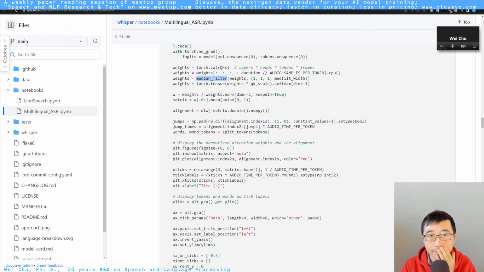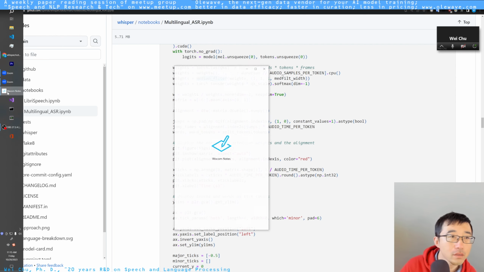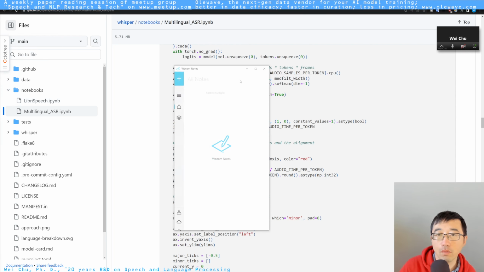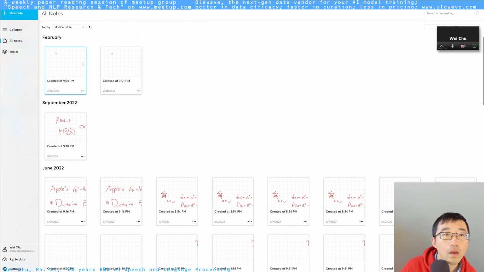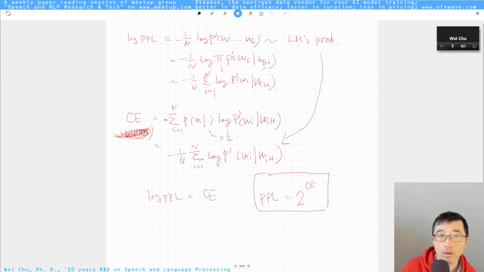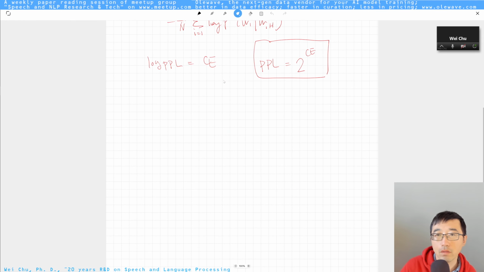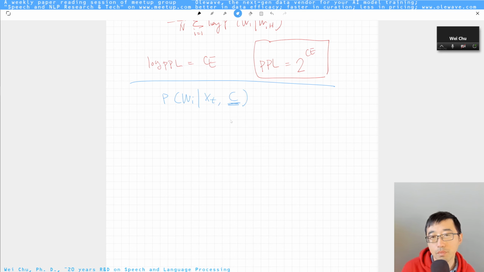So you ask, wait, what are the possible solutions? Okay. Another one. So let's look at the question again, right? Because all you're interested in is P(wi) given x(t) given the context. The context has to be proper.